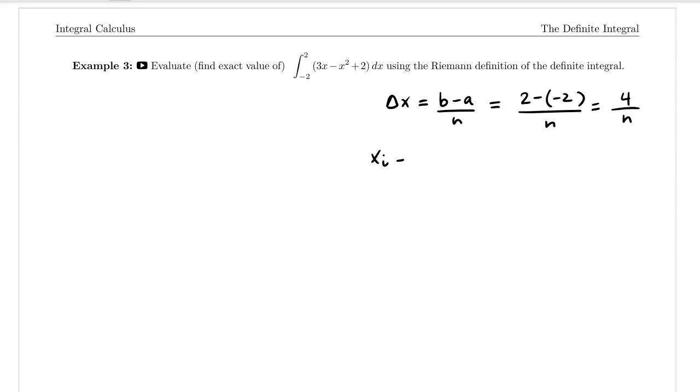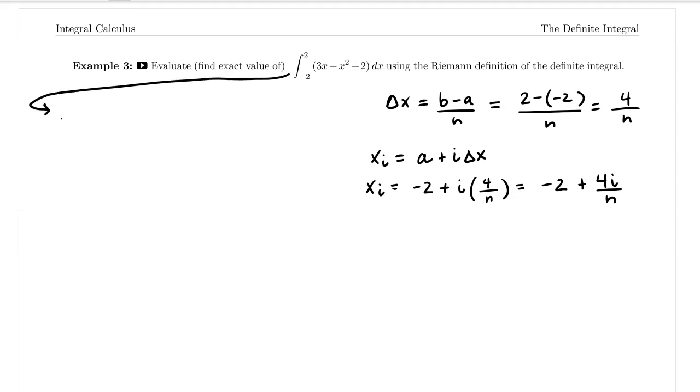The next thing that we want to do is figure out what x sub i is. And the formula for that, recall, is equal to a plus i times delta x. So in this case, our a value is -2, and then we have plus i times our delta x we just calculated, 4 over n. And I'm just going to clean this up a little bit and rewrite it as -2 plus 4 times i over n.